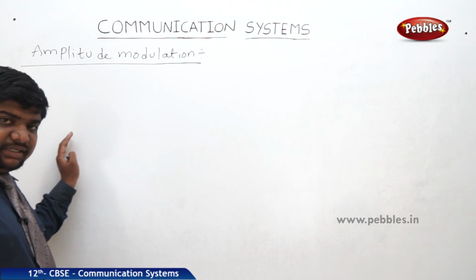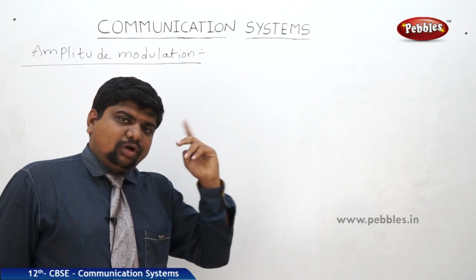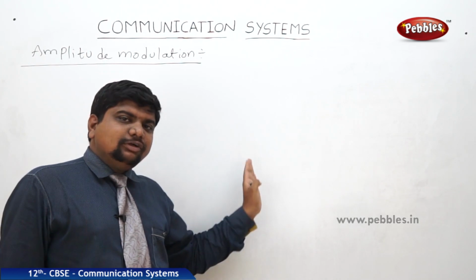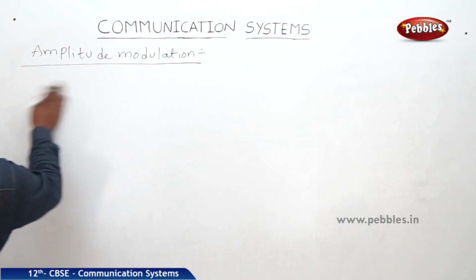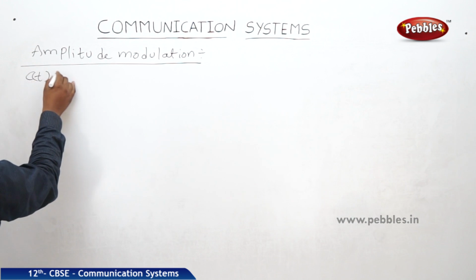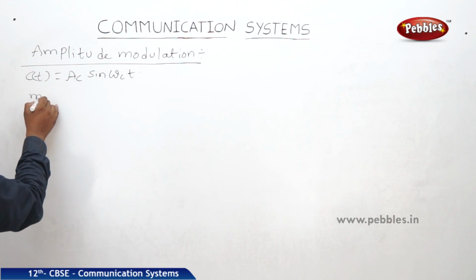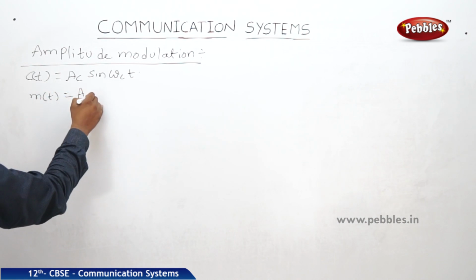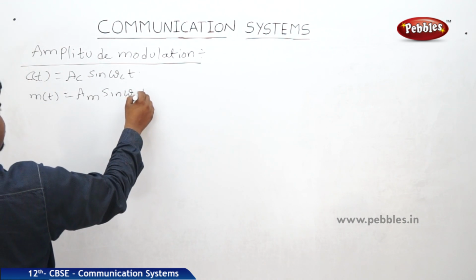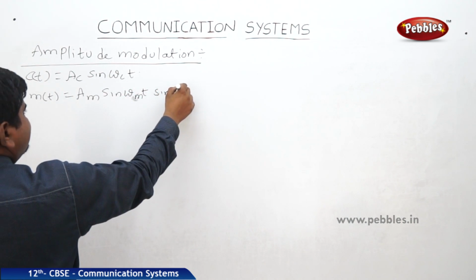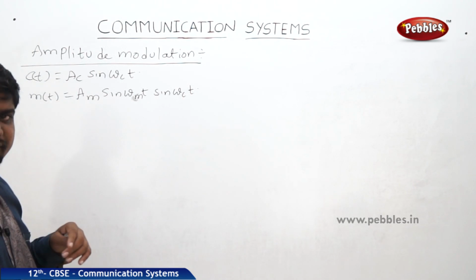In amplitude modulation, carrier wave is there, and that wave is modulated, and we are taking a sinusoidal wave as the modulating wave. So we can write carrier wave is equal to Ac sine omega c t. Modulated wave is equal to Am sine omega m t. The resultant overlapping is said to be modulation of amplitude.